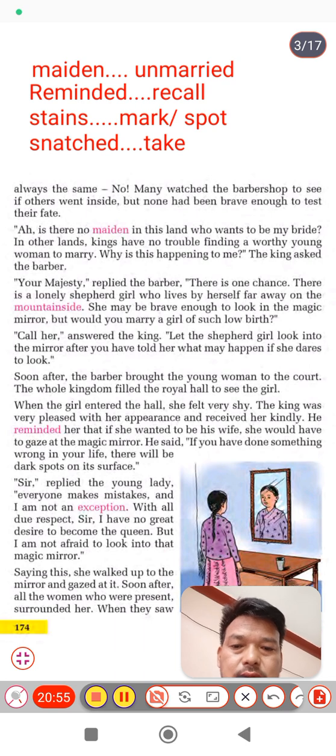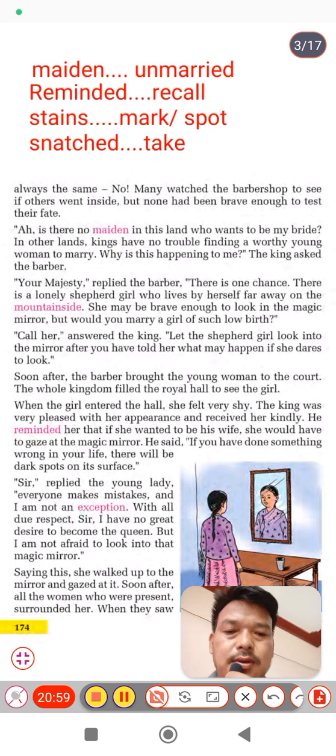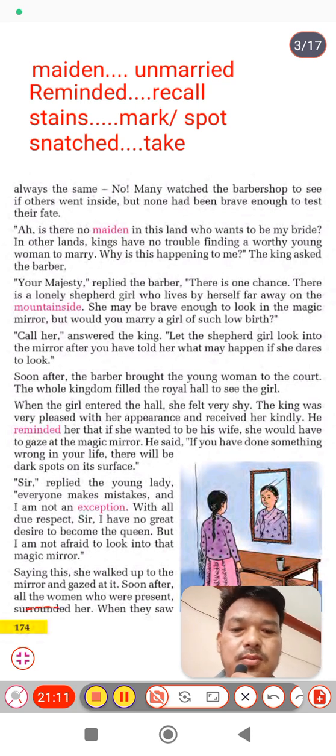Soon after, the old women who were present surrounded her. Having said all this, the girl moved to the mirror and started looking at it, and very soon all the women who were present surrounded that young girl.